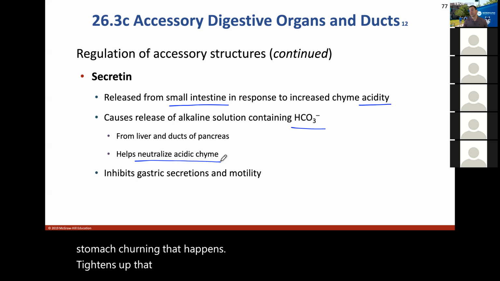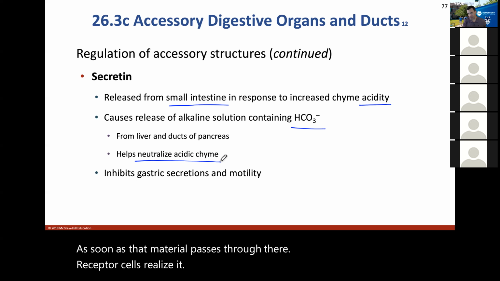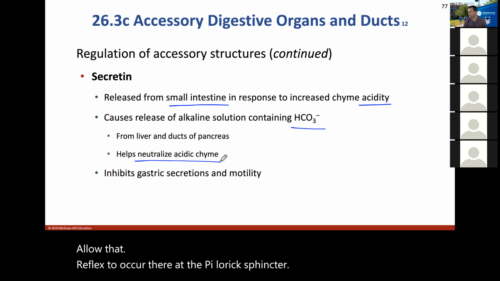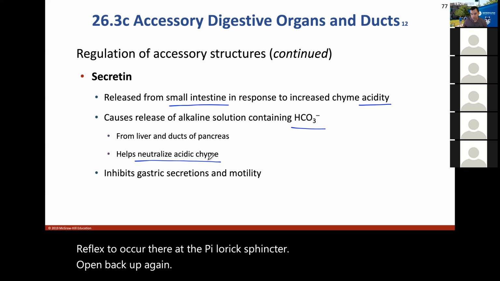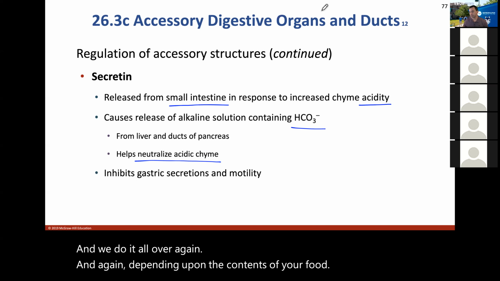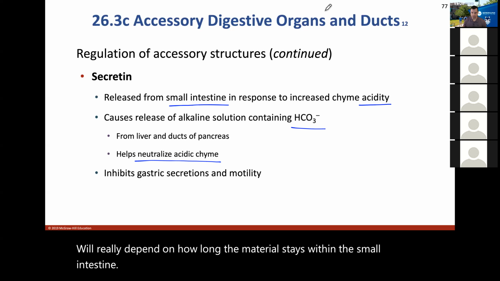As soon as that material passes through there, receptor cells realize it and allow that reflux to occur at the pyloric sphincter, which opens back up again, and we do it all over again. And again, the content of your food will really determine how long the material stays within the small intestine and within the large intestine.